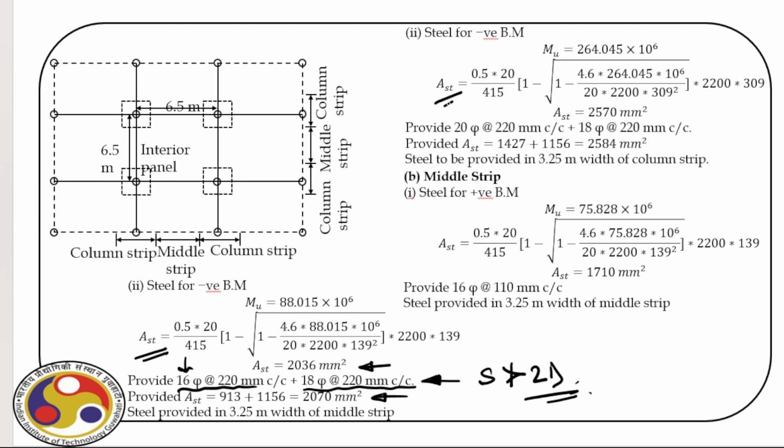Similarly, for the negative bending moment, we know the bending moment we have already evaluated. We can find out the area of the steel and we can find out the spacing. In this case, we provide 25 bars and 18 phi bars. So the total area provided here is 2584 millimeter square, which is more than the required. Then we come to the middle strip. Again, for the middle strip, we know the bending moment, and then we can find out the area of steel, which is 1710 millimeter square. So what we do, we provide 16 phi bar at the rate 100 center to center, right?